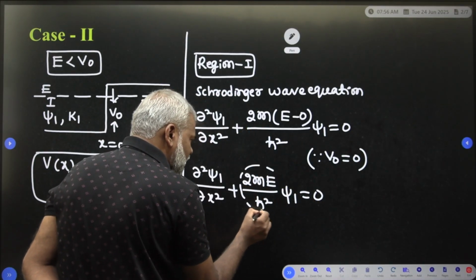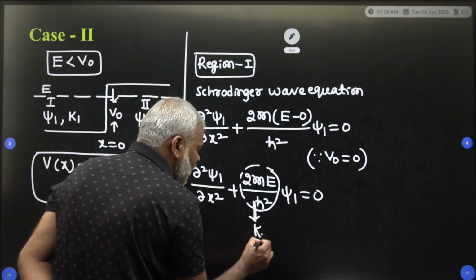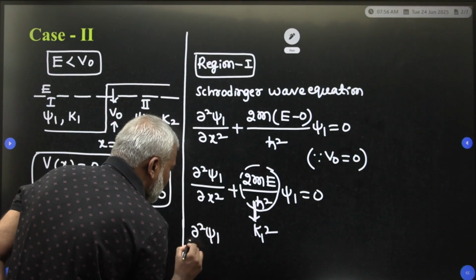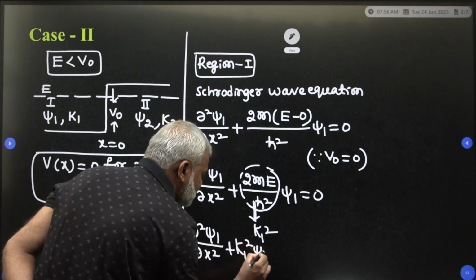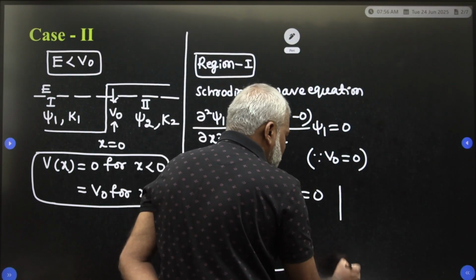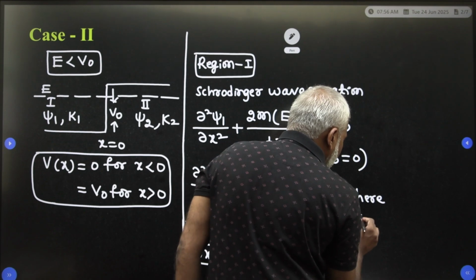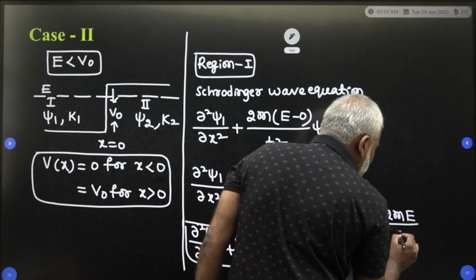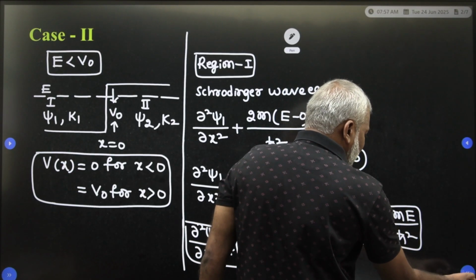Now, this parameter you have to take as k1 square. Therefore, the expression becomes dou square psi 1 by dou x square plus k1 square into psi 1 is equal to 0. What is your k1 square? This is very important, we will use it after some time. k1 square is equal to 2mE divided by h cut square.